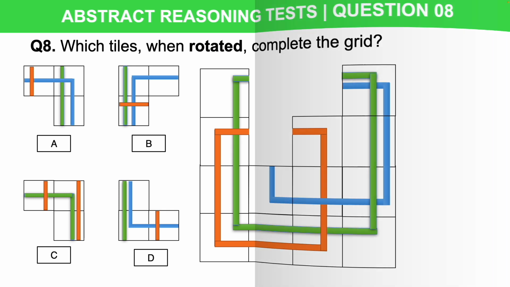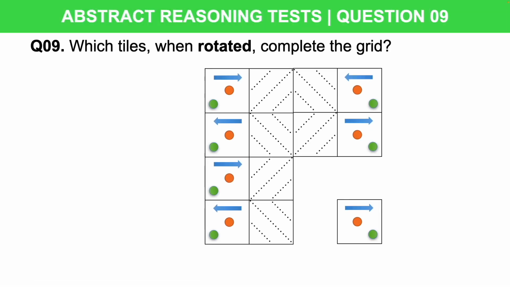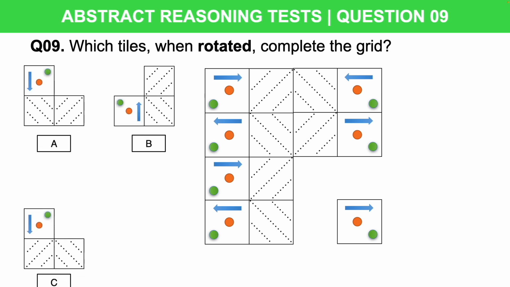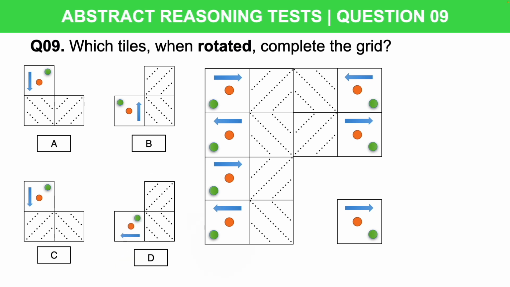Let's try another one. So question number 9. Which tiles, when rotated, complete the grid? Is it answer option A, B, C, or D? You have 20 seconds on the timer, starting now.